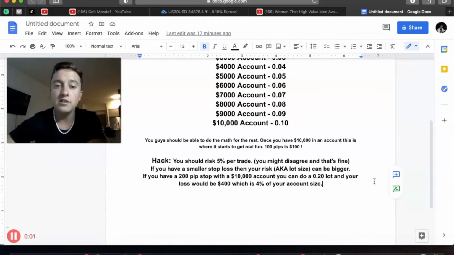So if you have a smaller stop loss in your risk, aka your lot size, your lot size can be bigger. So here's an example. If you have a 200 pip stop loss with $10,000 in your trading account, you can do a 0.20 lot size, a 20-cent lot. Your loss would be $400, which is 4% of your account size. So if you're doing a 20-cent lot and you're risking 4%, $400, let's double that up. We want to go for 8% or even more than that. Hypothetically, if you lose, it's going to be $400. That's not too bad off $10,000.